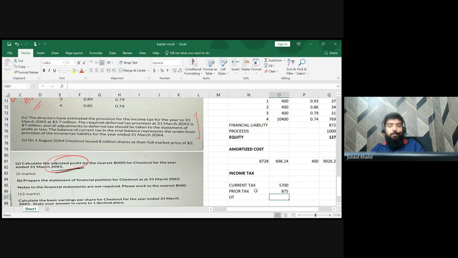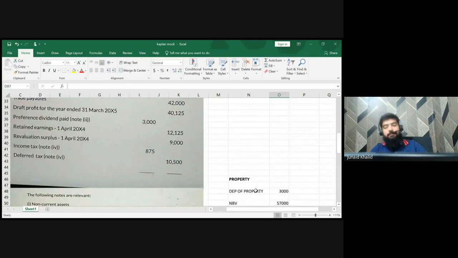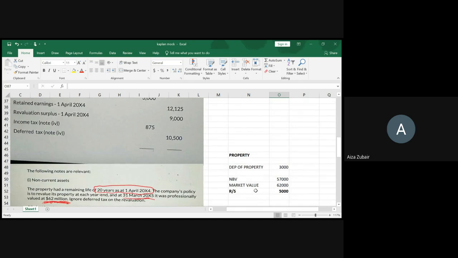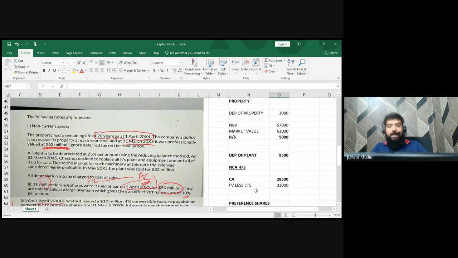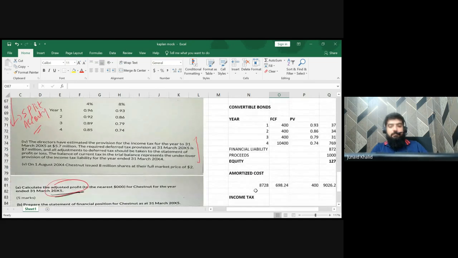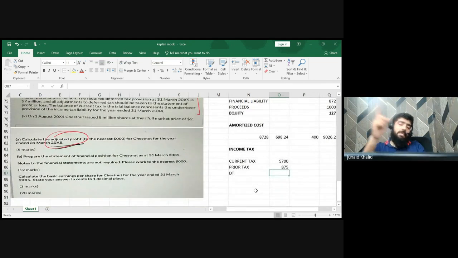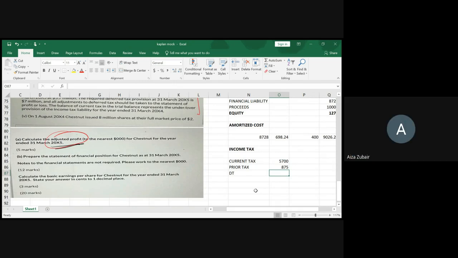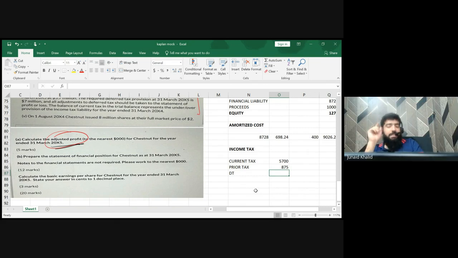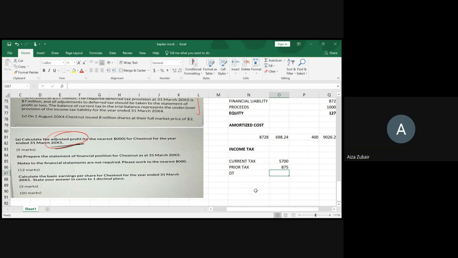So the deferred tax opening balance, the amount of the deferred tax at the start of the year, was 10,500. Great, and the closing balance is 7,000. So if the start was 10,500 and the closing is 7,000, whether there's an increase or decrease? There's a decrease. Very good. Is it an expense or the income? A decrease is an income.